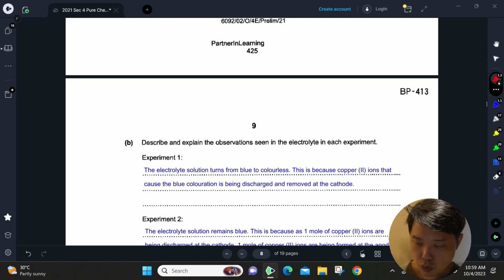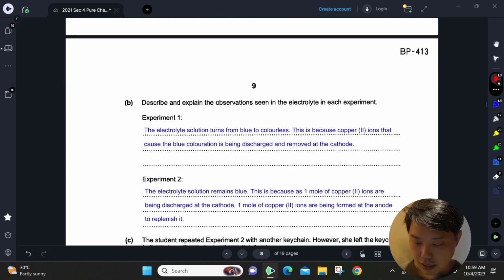In experiment 2, right, the electrolyte will remain blue. That's because for every copper that is reduced onto the keychain, this same amount of copper will be discharged from the reactive anode copper electrode. Alright, so there's no change. The electrolyte remains blue.